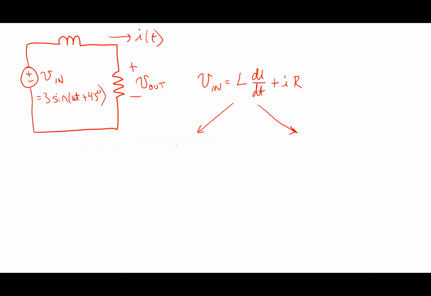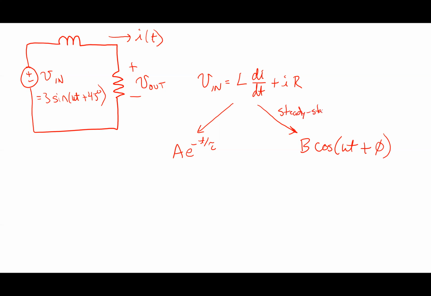Always A e to the negative t over tau, right? And then the other component of this is going to be some B cosine omega t plus phi. Now, what's true? I was just saying, this is the steady state or particular solution.